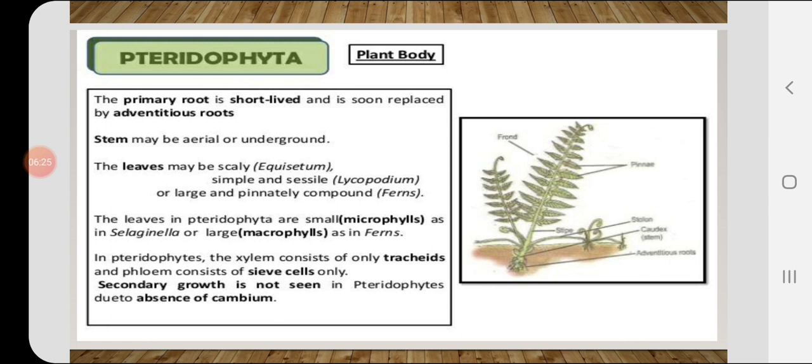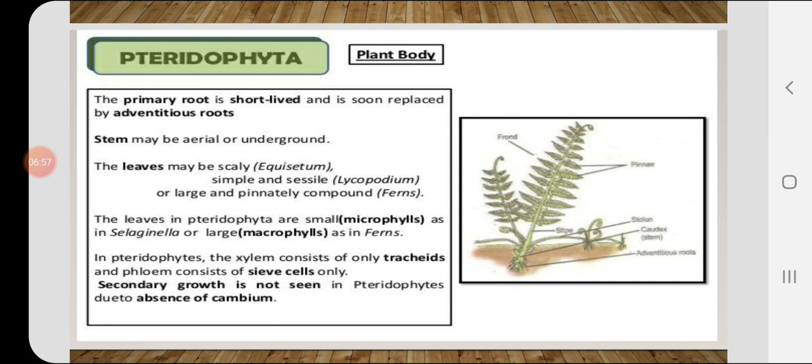The stem may be aerial or underground. In some species the stems are aerial, that means they grow above the soil, and in some species they are underground, that means they grow below the soil. Now coming to the leaves. The leaves may be scaly, like in Equisetum, simple and sessile, for example in Lycopodium, and in some plants the leaves are large and pinnately compound, an example for that is ferns.